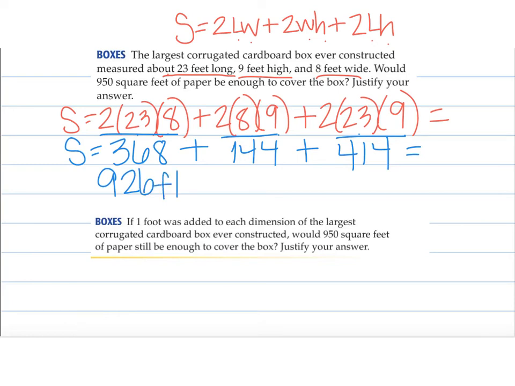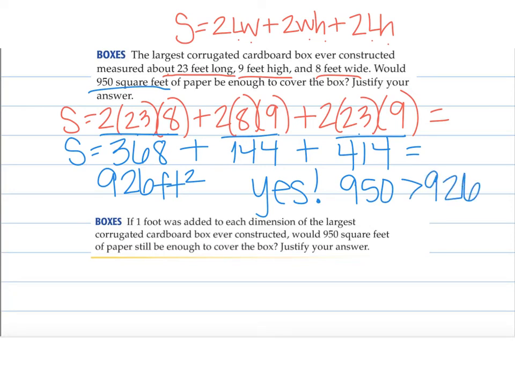926 feet squared. Now it's asking us, would 950 square feet of paper be enough to cover the box? So our answer would be yes, obviously, because 950 is greater than 926. So that would be my justification. I have more paper than I do the sides of the box, so I would have a little bit left over.